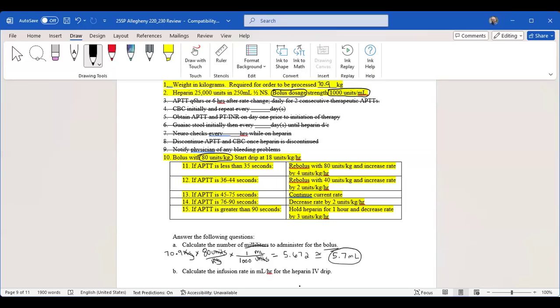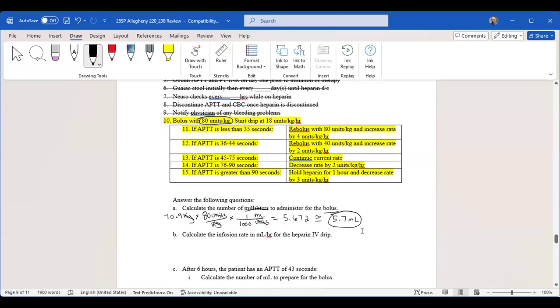If you're looking for a shorthand way of doing these or you're checking these, you're going to take the patient's weight in kilograms. So whatever it happens to be, like I said, the thing that changes is the patient's weight. Multiply by 80, divide by 1,000, and then for a standard heparin protocol, that'll give you the bolus dosage strength. So times 80, divide by 1,000.